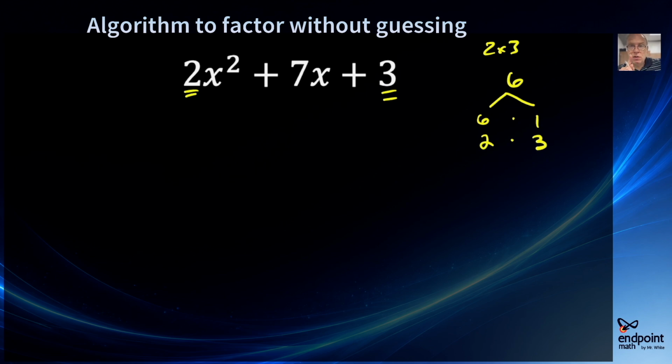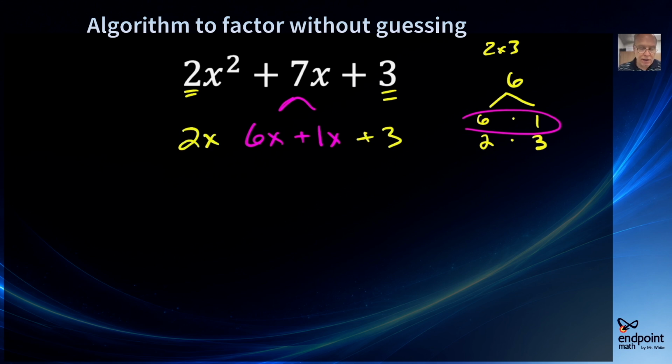Now what you have to do is ask yourself, which of those add up to be the middle term? So which of those, 6 and 1 or 2 and 3, adds up to 7? Well, of course, 6 and 1 is the option that we're going to use. So we take that 6 and 1, and we split the middle term into 6x plus 1x. All right, everything else is going to stay the same for right now. I'm bringing those other two down. Make sure you do that step.